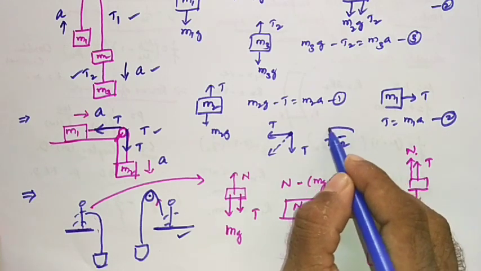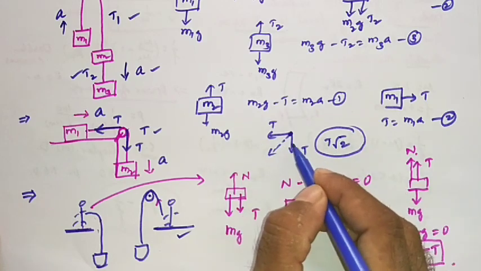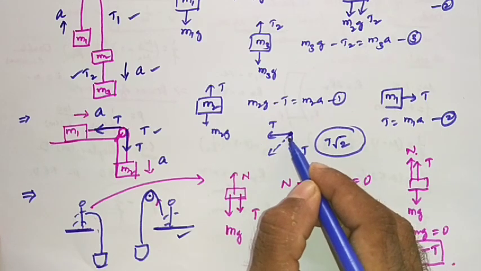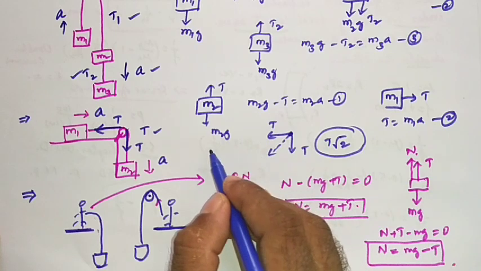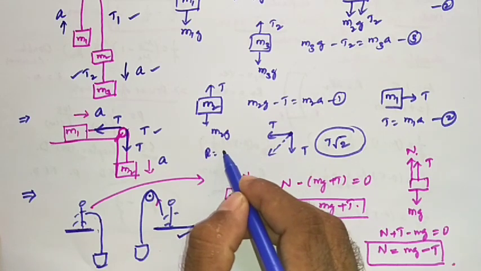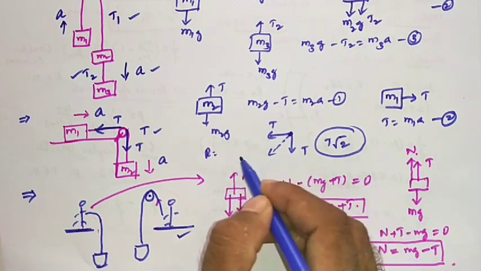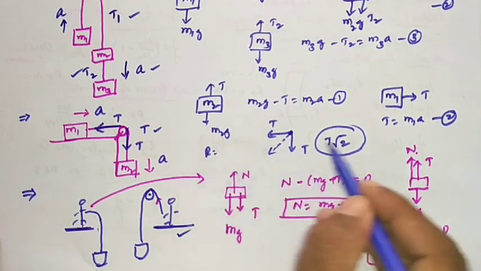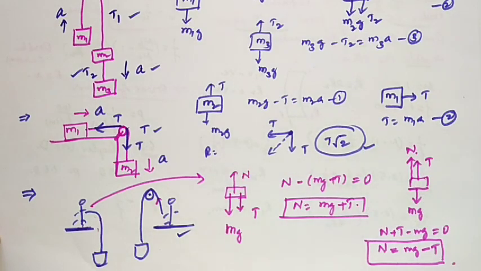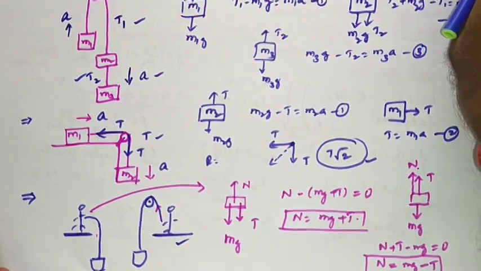Yes or no? Now, as these are T and T at a perpendicular direction, 90 degrees, the resultant will be how much? Root over T square plus T square plus 2 T into T into cos 90. So you will get T root 2 as the net force acting on the pulley. Clear this? Right. So these are some of the situations.